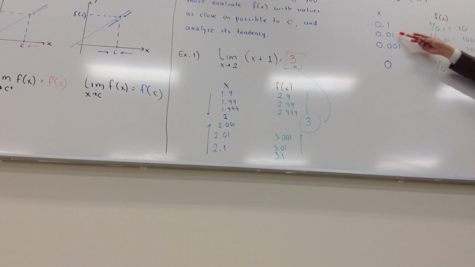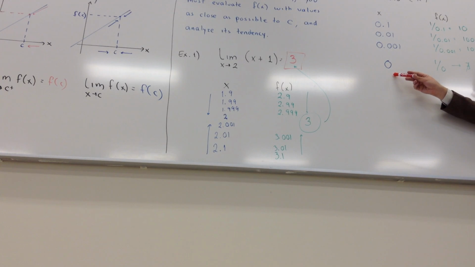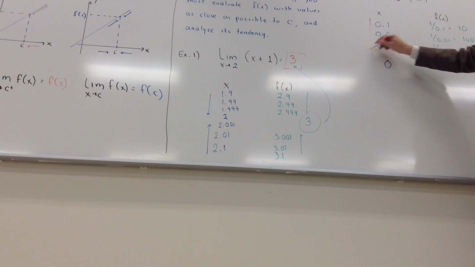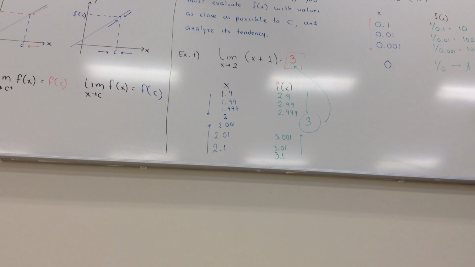Because if the values that I use are closer to 0, my y values are getting bigger. Even though at the end the exact 0 doesn't exist, it doesn't matter. I'm approaching 0, I'm approaching infinity. So the answer to that limit is going to be infinity. Do you understand that?